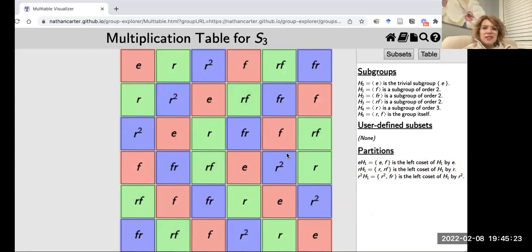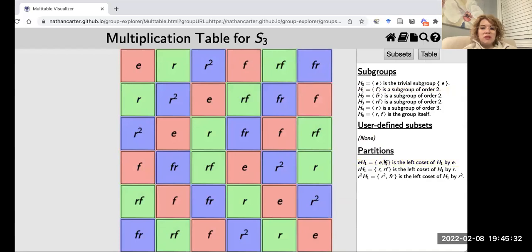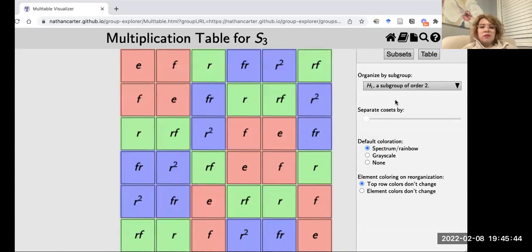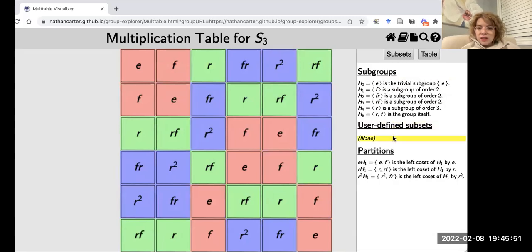Now in this case, it looks like it's all over. What is the pattern here? So in order to see this pattern, we need to organize the table a little bit differently. Now notice that these are cosets of H1. So if I go to my table, I can organize this by subgroup. So let's organize it by subgroup, H1. That didn't work so well. That did not work as expected. Let's go back. H1. And I organized it by H1.